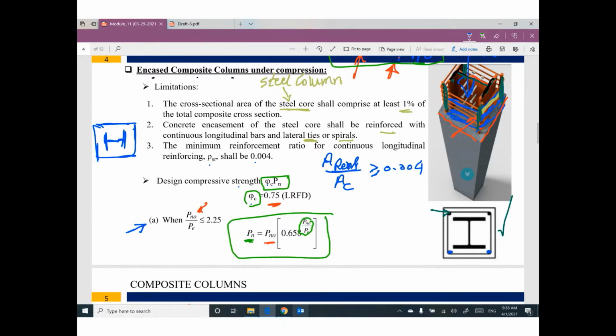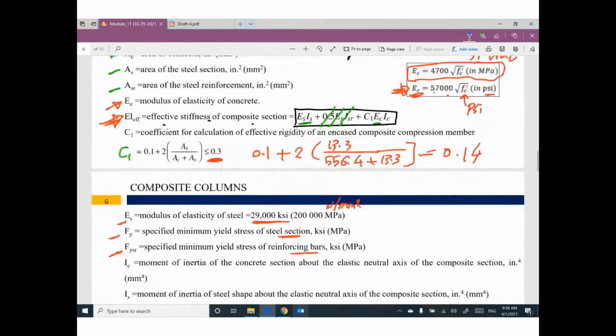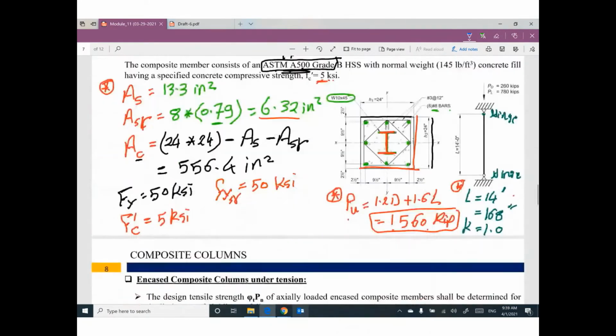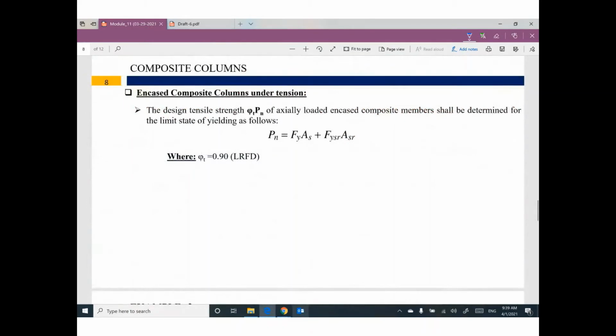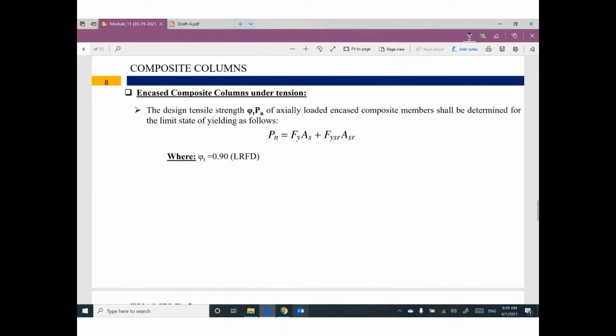We have these steps, and we covered one example last meeting. Okay, what will happen if you have this column under tension? Let me explain something for you first.